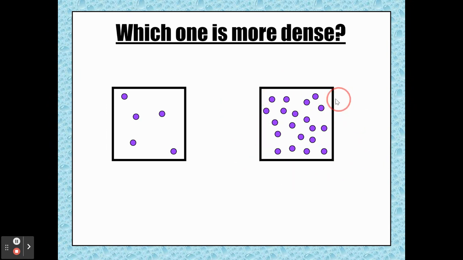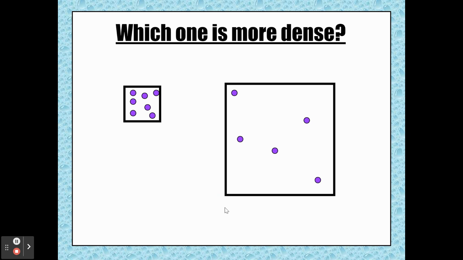This is more dense because look at the boxes. These are the same volume, same space, but obviously this one has less particles, less stuff in the space, and this one has a lot more stuff in the space. So this one is going to be more dense. Now here we're looking at two different volumes. This one is a smaller volume, and if we look at the number of particles, this has 7 particles in there, and this has 1, 2, 3, 4, 5 particles.